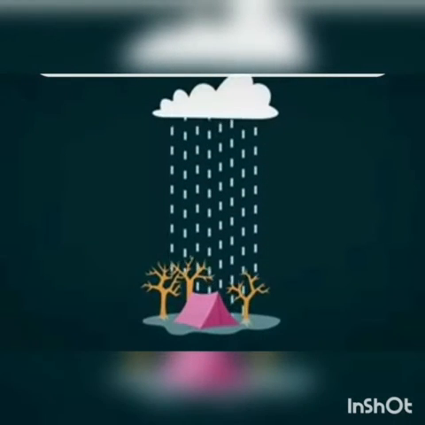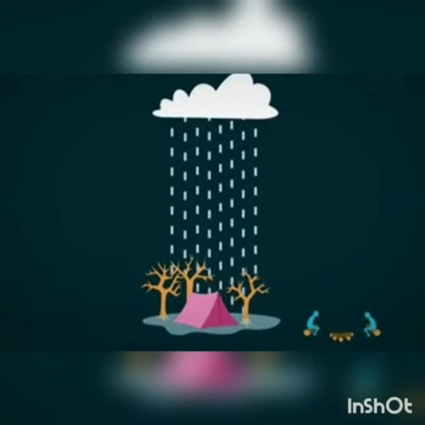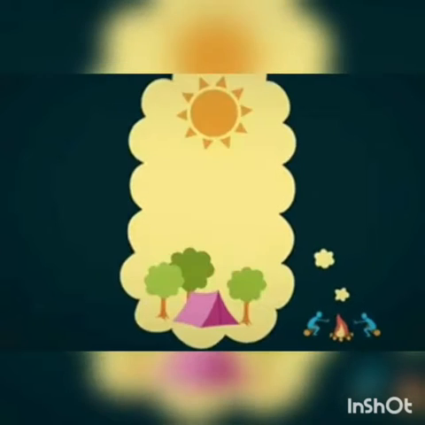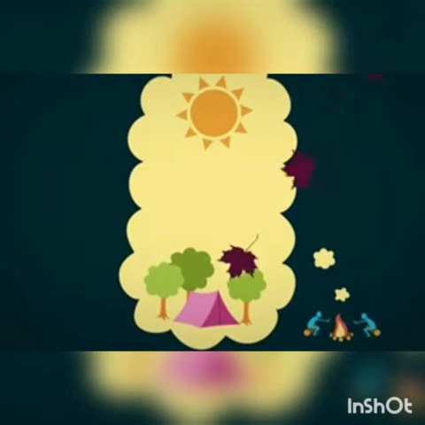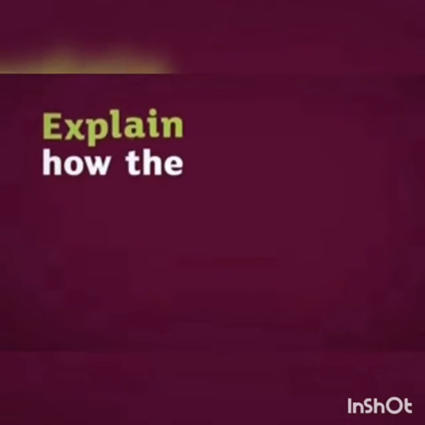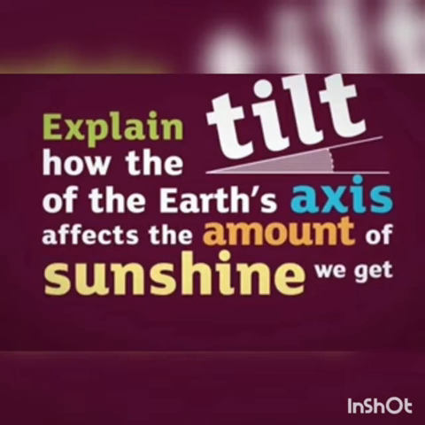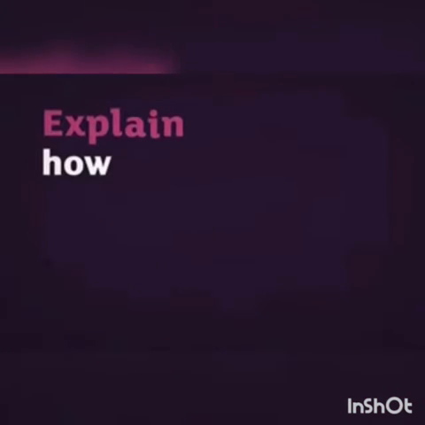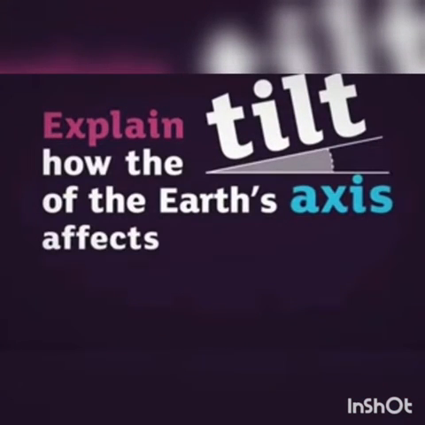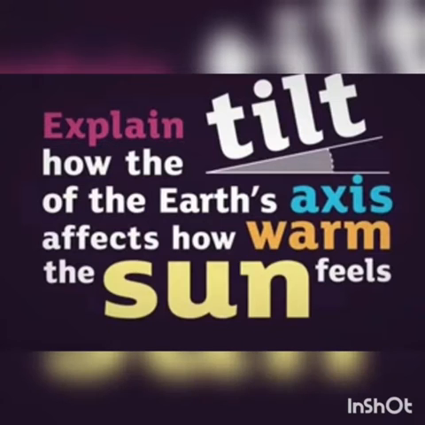Whose idea was it to camp in winter? And why is winter so much colder and darker than summer? To understand this, we need to explain how the tilt of the Earth's axis affects the amount of sunshine we get. And explain how the tilt of the Earth's axis affects how warm the sun feels.